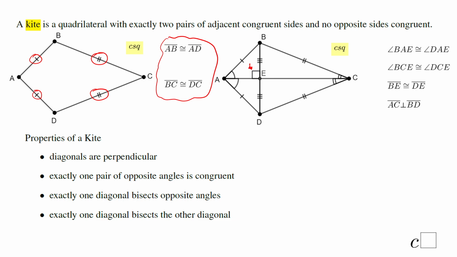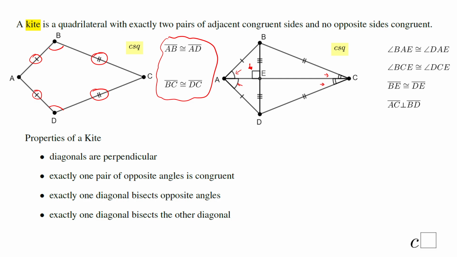Exactly one pair of opposite angles is congruent. That is these two angles. Okay, so these are the angles formed by the non-congruent sides. Exactly one diagonal bisects opposite angles. That would be this diagonal AC bisects angle BAD and BCD. We can see that in this picture. These two angles are congruent and these two angles are congruent.